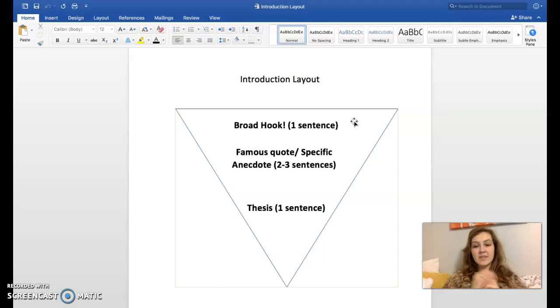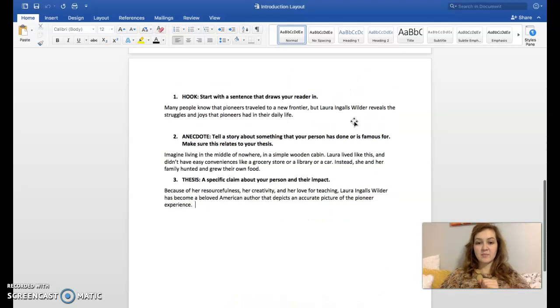And then you're going to end the introduction with your thesis, with that really specific thesis that we've created in class. So kind of what you're doing with this introduction is you're creating a triangle. You're starting out really broad, you're drawing them in a little bit more with the story, and then you're finalizing the most concise part of your introduction with that thesis. Okay, so I'm going to show you an example.